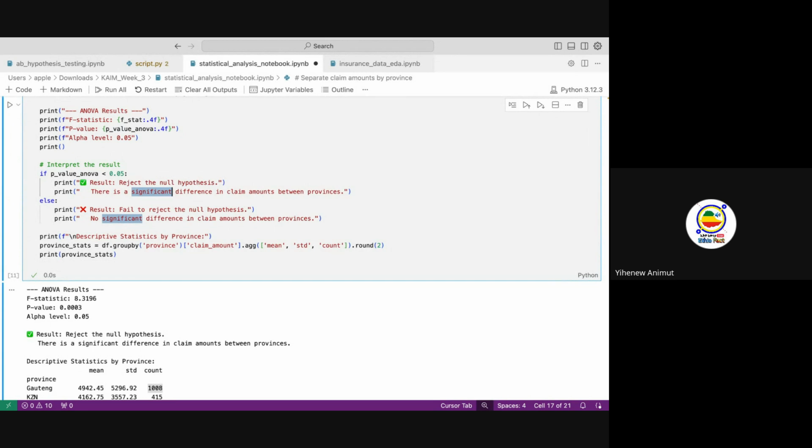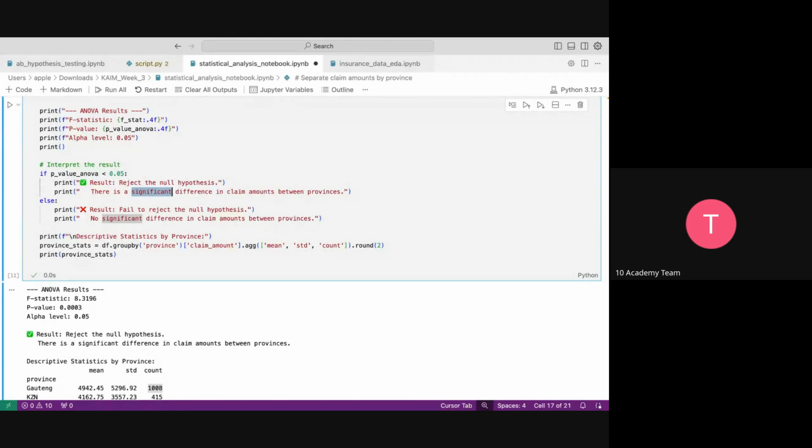The results that you show us, the F-statistic and alpha level, what do those numbers tell us? So the alpha level is just 0.05, what you compare the p-value against, whether it is lower or greater than 0.05.